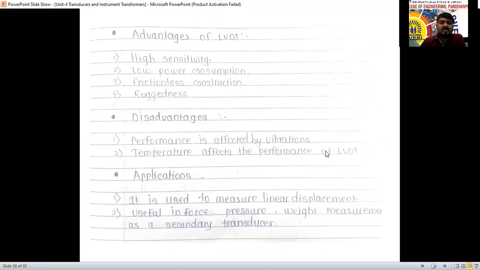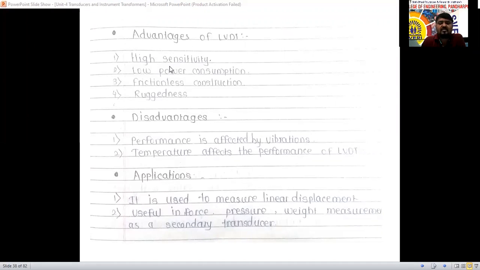The LVDT has some advantages and some disadvantages. The first advantage is that it is highly sensitive: for a small displacement, even 0.1, the output changes. The power consumption is low, as the supply is given only to the input. It has frictionless construction, with no rotating part, and it is rugged since we use a differential transformer. These four are the advantages of the LVDT.